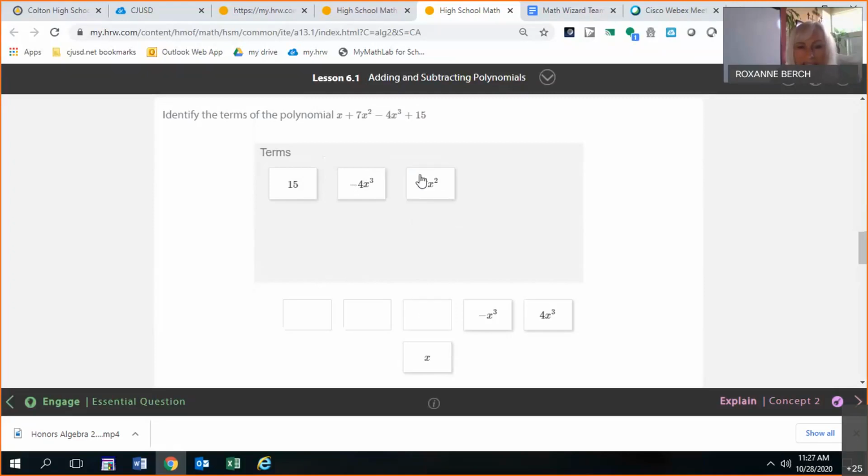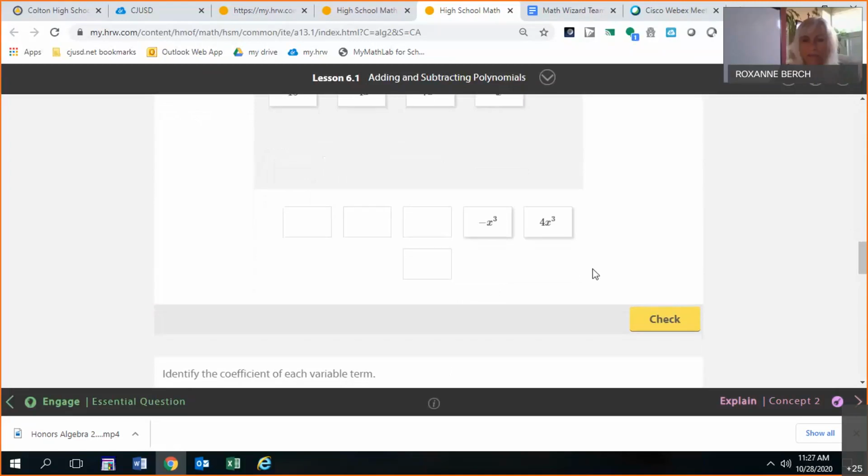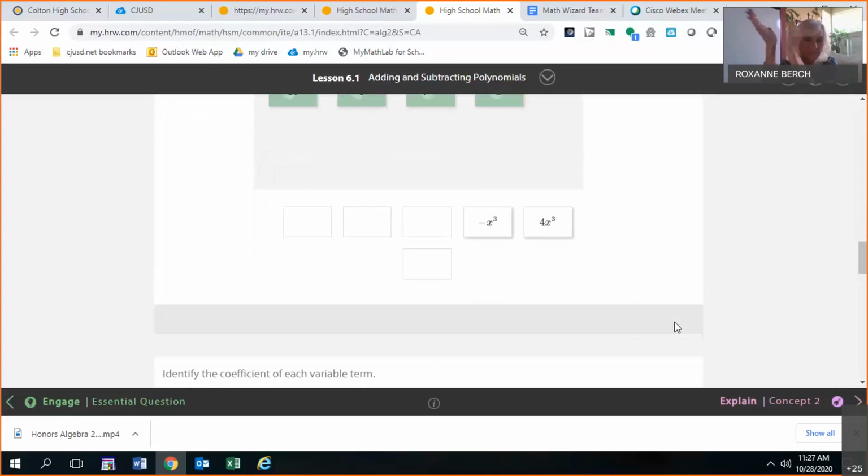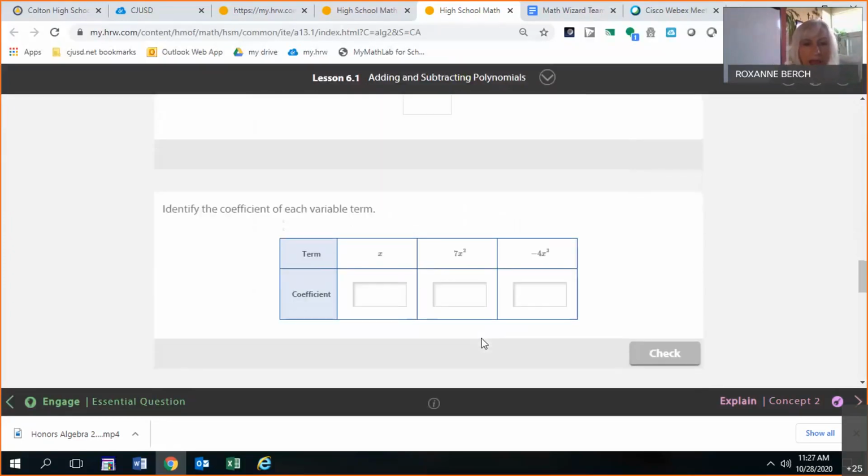What about negative x cubed? No. What about positive 4x cubed? No. What about x? Yes. Okay. So let's check ourselves. Correct. Give yourself a hand. All right. Identify the coefficient. Now remember, the coefficient is the number being multiplied to the variable. So what is the coefficient of x?